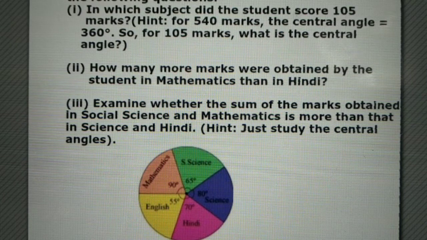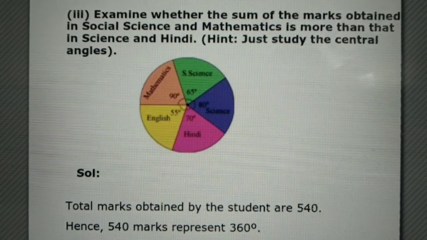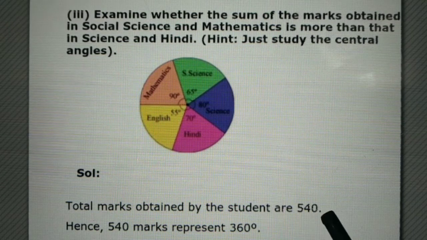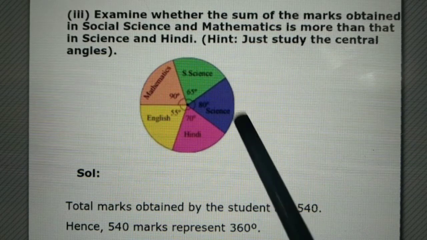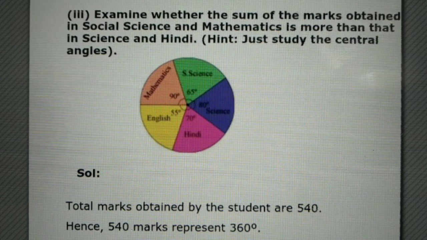Let us see the solution. So students, first of all write down the given data, that is the total marks obtained by the student, 540. Hence 540 marks are equal to the total 360 degree angle. Now find out the angle for 105 marks.